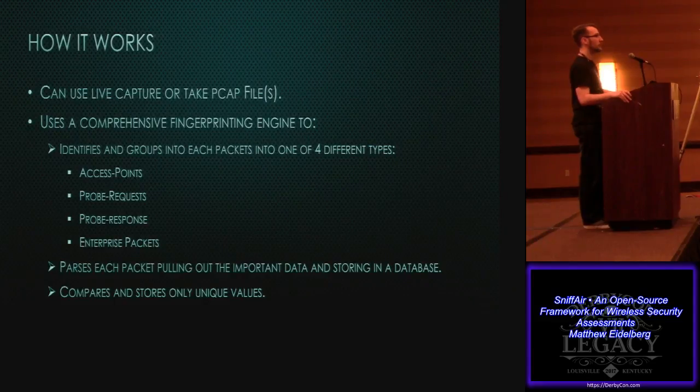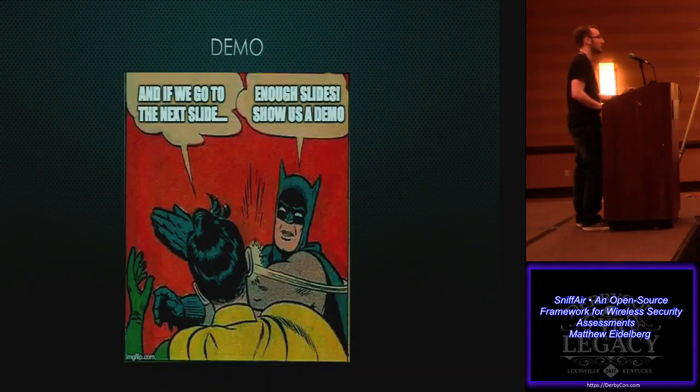Using our comprehensive fingerprinting engine, we break down each packet into four types: access point, probe request, probe response, and enterprise packets. Once we've broken them down, we pull out the important information, like I discussed prior, from each packet, storing them in a database. As I mentioned, there can be numerous amounts of the same types of packets, so we only care about the unique ones. This also lends itself to cases where an access point can be broadcasting a certain authentication type, but actually support a second type, maybe as a failover or a misconfiguration. I think I've talked enough about it, so let me just show you.